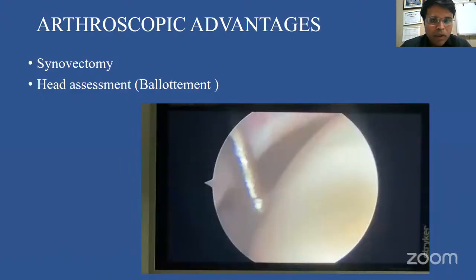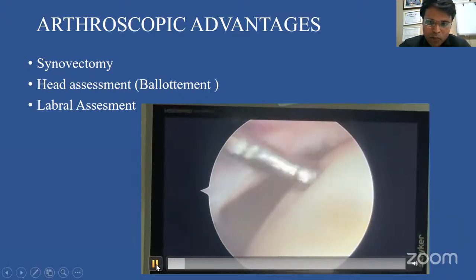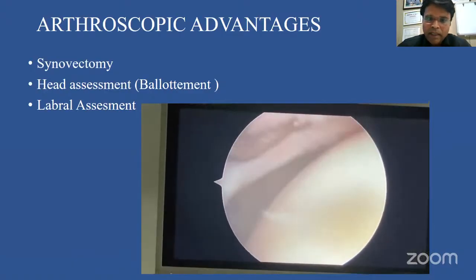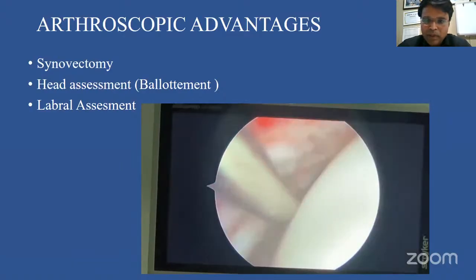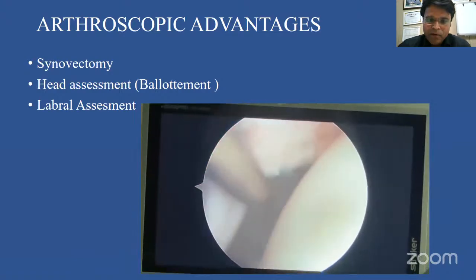Moving forward, what are the other advantages? We can assess the labrum in all the patients. None of my patients had a labral tear or chondrolabral separation, so I didn't have to do a labral repair. I just had to do a labral debridement in one patient who had a labral calcification. I'll show you next. This is one of the patients. Again, positive ballottement, and I turned the probe to check the labrum. Here, fortunately, the chondrolabral junction was intact, so I didn't do anything for the labrum.